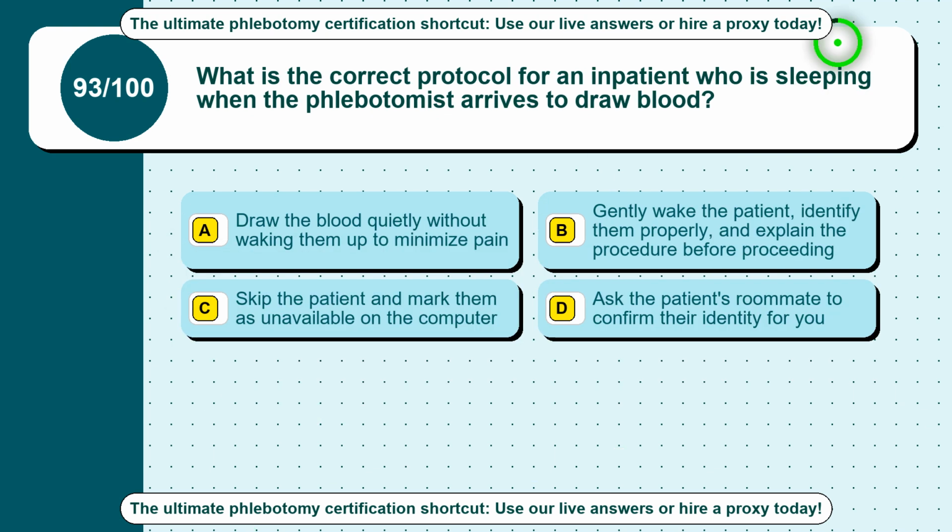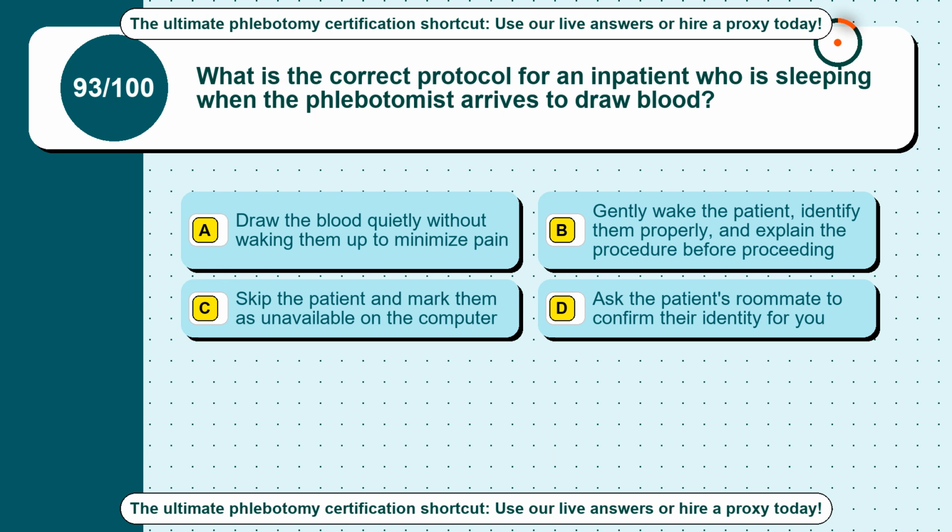Question 93. What is the correct protocol for an inpatient who is sleeping when the phlebotomist arrives to draw blood? Option A, draw the blood quietly without waking them up to minimize pain. Option B, gently wake the patient, identify them properly, and explain the procedure before proceeding. Option C, skip the patient and mark them as unavailable on the computer.